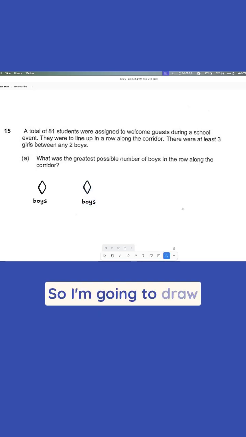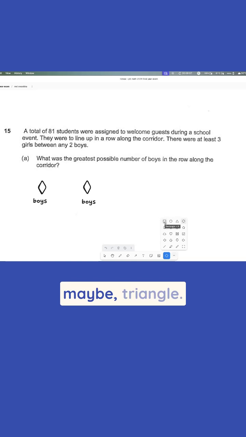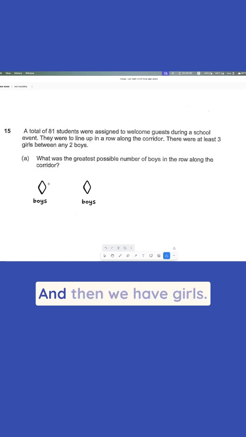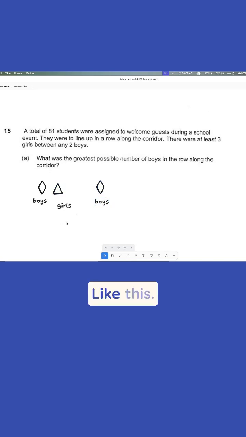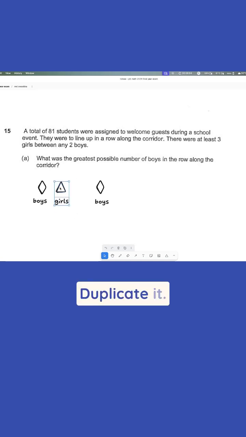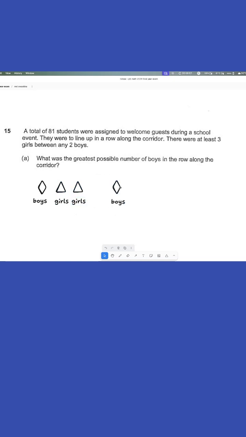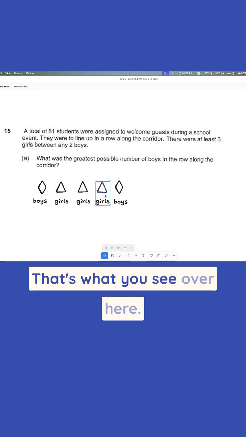So I'm going to draw something else, maybe a triangle, and then we have girls. So girls is a triangle. I'm going to write here girls like this. Move the girls like this, and then I'll just duplicate it. Girls, and then we have one more girl in between the boys. That's what you see over here.